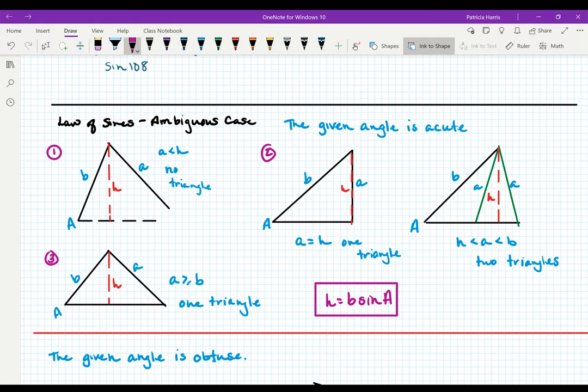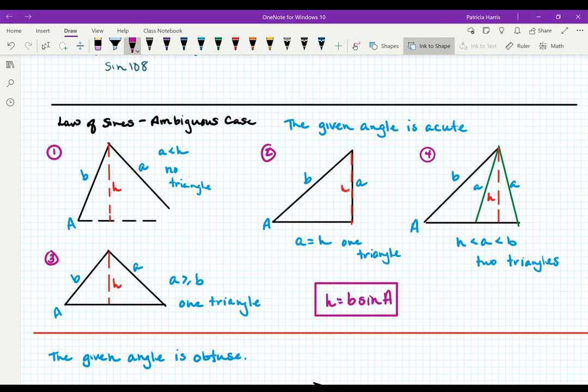Now this is the weird one. This is the fourth situation. If I find my height, and my height is less than A, and A is again less than B, then I can have two triangles possible. So we really have to know what we're looking at. We really have to think about what we're looking at.